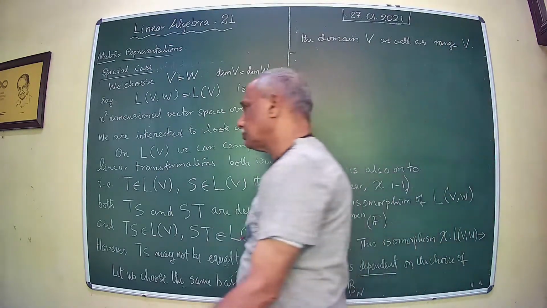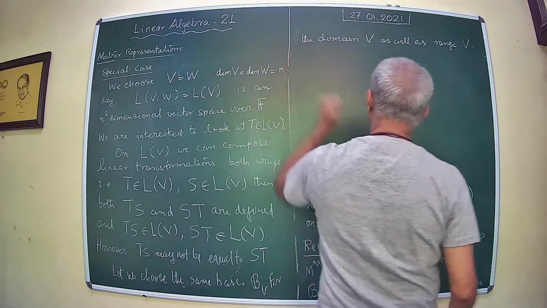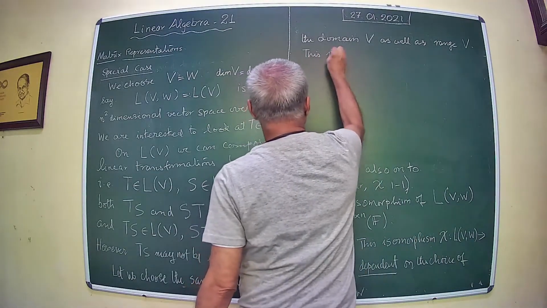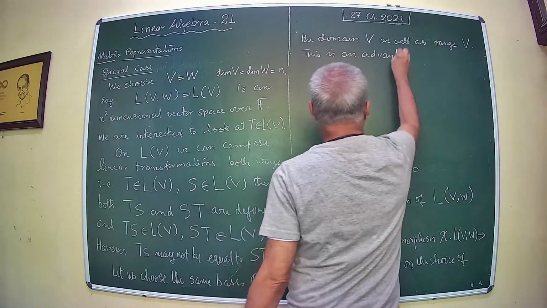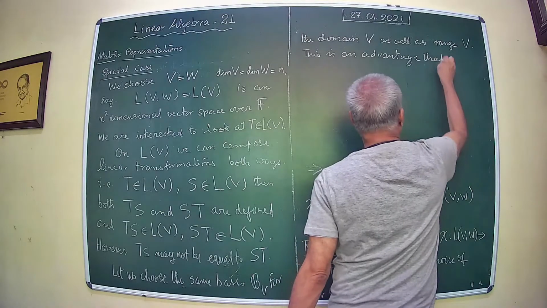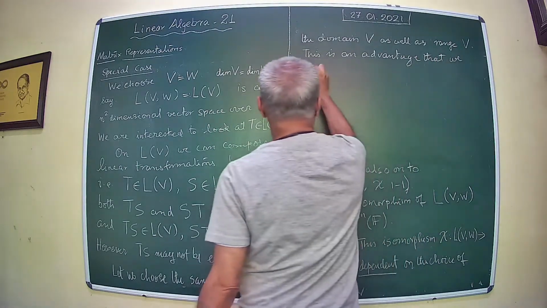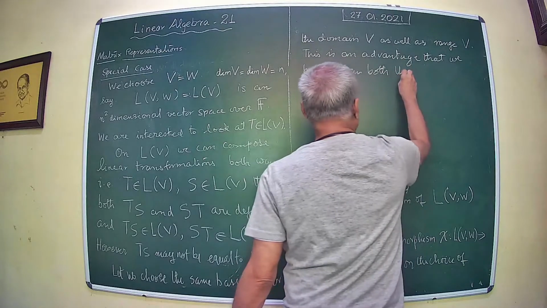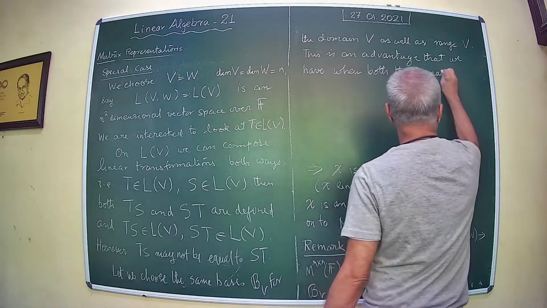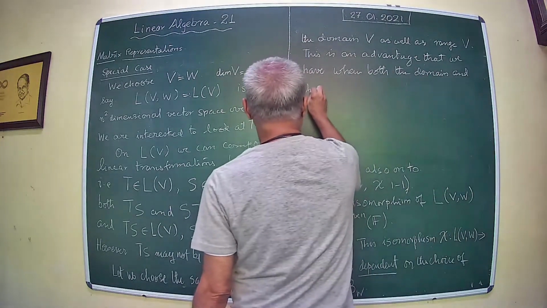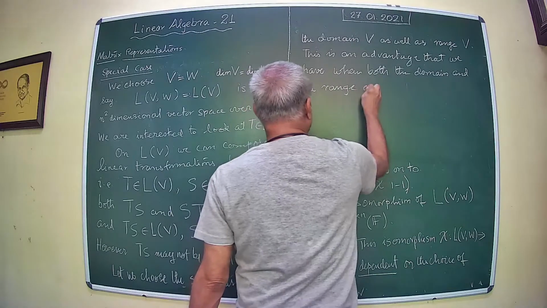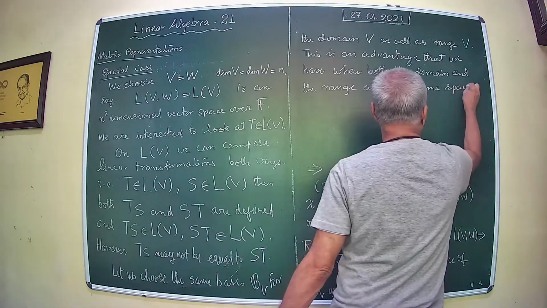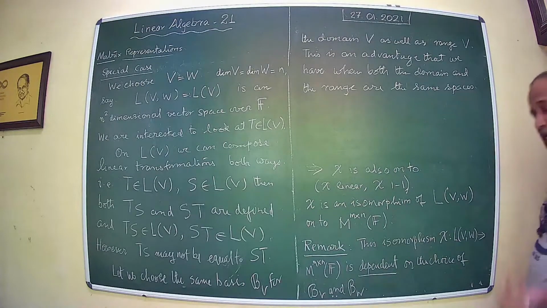As well as range. This is an advantage that we have, when both the domain and the range are the same spaces. That's an advantage that we have.